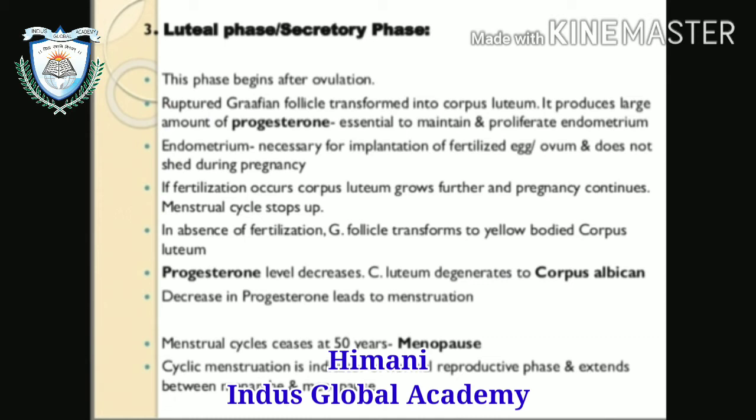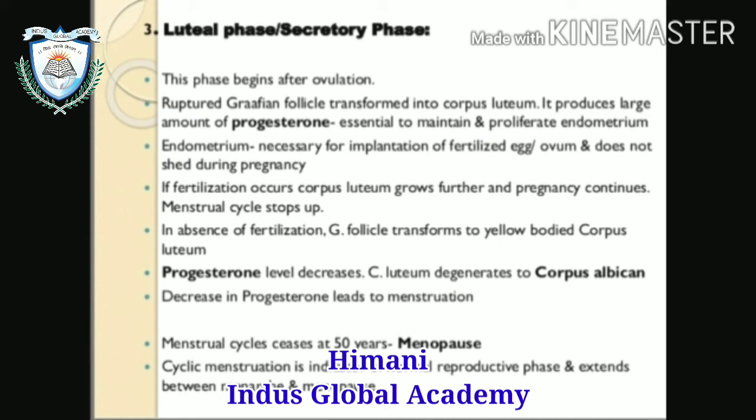Luteal phase and secretory phase. This phase begins after ovulation, when the ruptured graafian follicle is transformed into corpus luteum, which produces a large amount of progesterone, which is essential to maintain and proliferate the endometrium lining. That endometrium lining is necessary for implantation of the fertilized egg or ovum and does not shed during pregnancy.